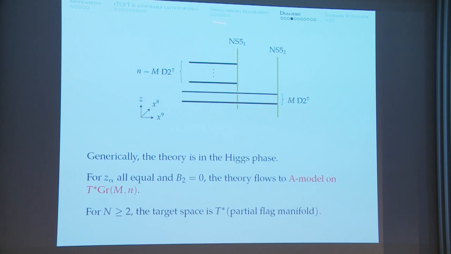Let me mention that generally, if you look at this picture, you see that the theory is in the Higgs phase because NS5 branes are generically located at different x coordinates. All right. So if you know what I'm talking about, then you see that's the case. And for z alpha all equal, and when there is no B field, it's known that in the Higgs phase this theory flows to a topological A model whose target space is the cotangent bundle of the Grassmannian Gr(M,N). Okay, and if you have more NS5 branes, then the target space becomes the cotangent bundle of various partial flag manifolds. So that's what NS5 branes and D2 branes create.